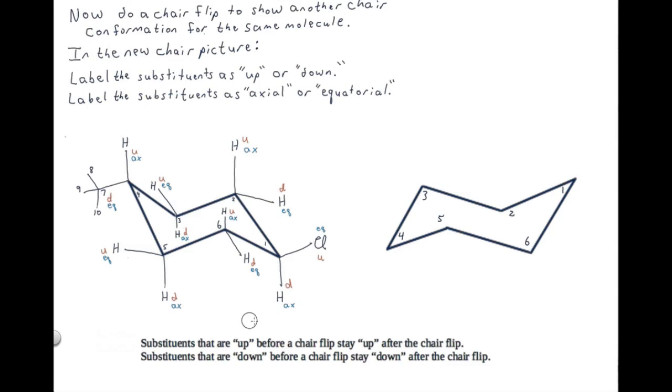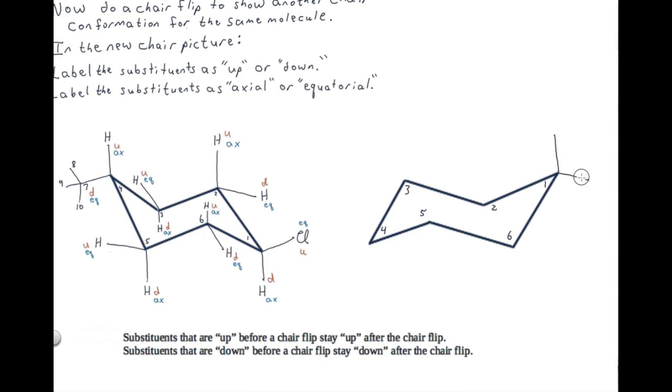Here's the rule. The substituents that are up before the chair flip stay in the up position after the chair flip, and the substituents that were down before the chair flip stay down after the chair flip. So for example, on carbon 1, how should I draw the chlorine? I'll start by drawing both of the bonds on carbon 1. So there should be an axial bond pointing straight up from carbon 1 and an equatorial bond pointing partially down from carbon 1. But where does the chlorine go here?